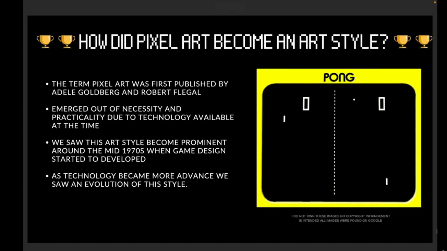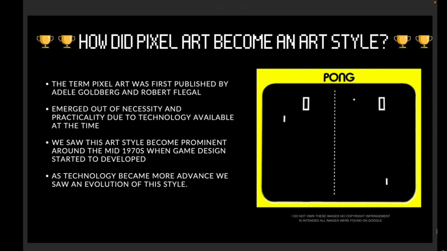So when we're exploring the history of pixel art, we are going to want to ask ourselves, how did pixel art become an art style? So the term pixel art was first published by Adele Goldberg and Robert Flegel. And this emerged out of the necessity and practicality of wanting to create games, but due to the technology available at the time, it was very limited. So we saw this art style become prominent around the mid-1970s when game design started to develop.